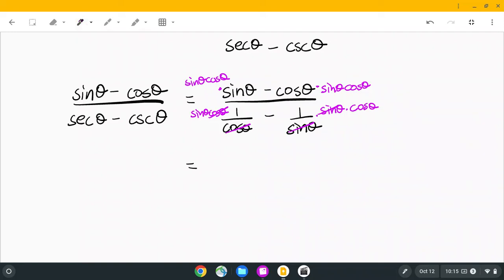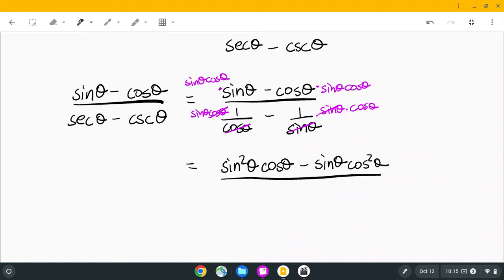Okay, so in the numerator up here, I get sine squared theta cosine theta. And over here, I get cosine squared theta sine theta, or sine theta cosine squared theta, however you want to write that. Multiplication is commutative, so the order doesn't matter. And then down here, I get sine theta times 1, which is just sine theta. And here I get 1 times cosine theta, which is just cosine theta.